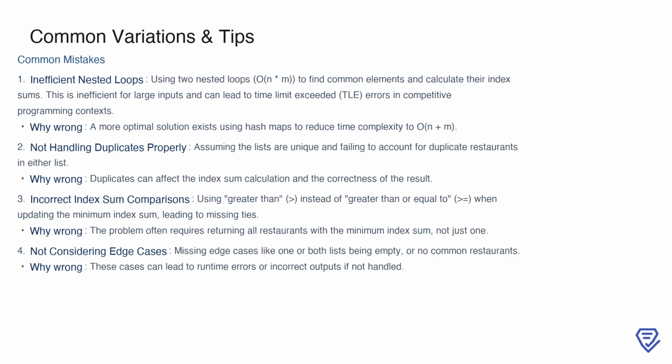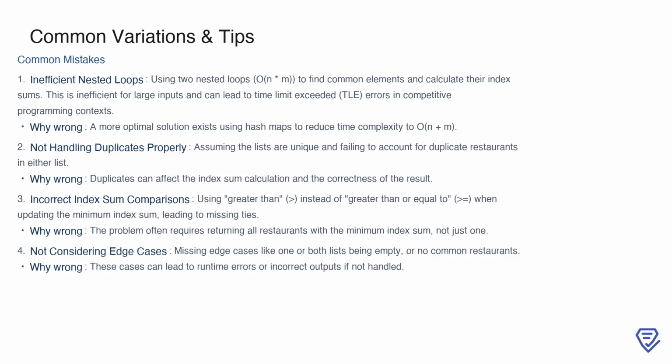Another mistake is failing to handle duplicates properly, assuming that the lists only contain unique entries. If there are duplicate restaurants in either list, it can lead to incorrect index sum calculations and ultimately an incorrect result. Next, it's important to compare index sums correctly. Using the wrong comparison operator, like greater than instead of greater than or equal to, can result in missing ties, which is critical because the problem often requires returning all restaurants with the minimum index sum, not just one.